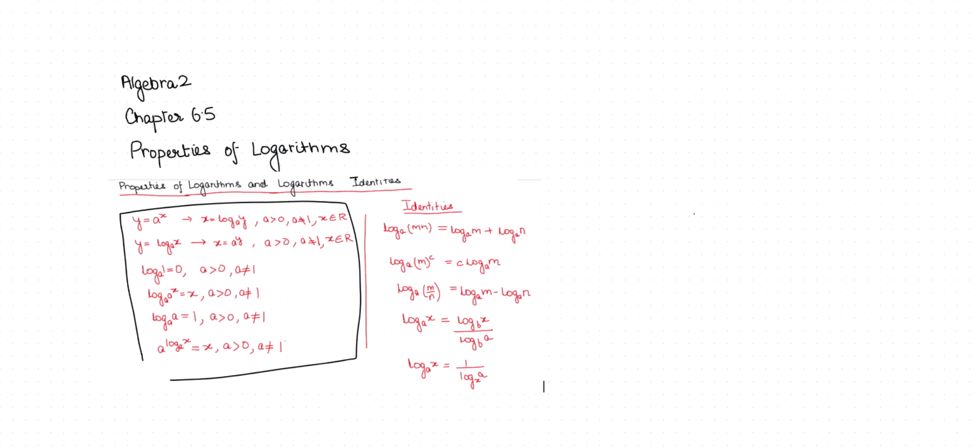This is known as the product property. This is the quotient property. This is the change of base formula. So when we do the questions, it will become more clear. So let's try it.